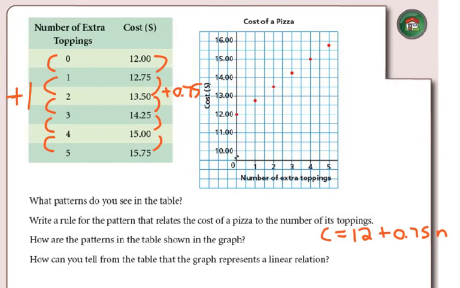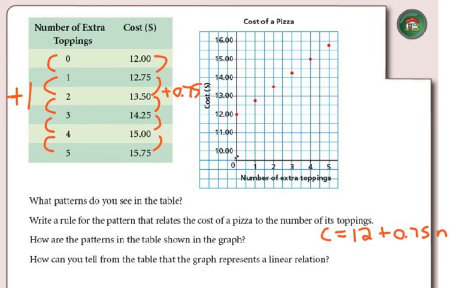So how do we tell that the patterns in the table get shown in the graph? Well, we look at the graph, the points make a constant increasing amount. They actually form a line. Now I'm not going to leave that line on there because these points actually should not be joined. Since we couldn't pick 1.5 extra toppings, that's why we have these points as a collection of points and not as a fully connected line.